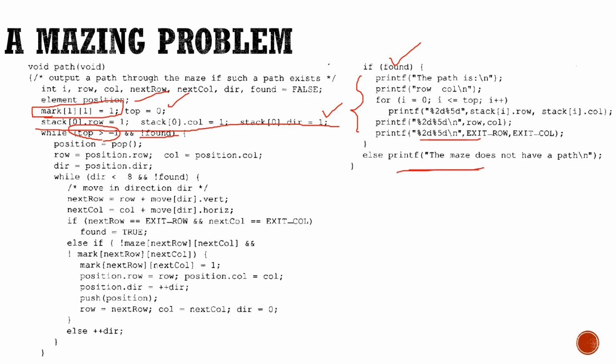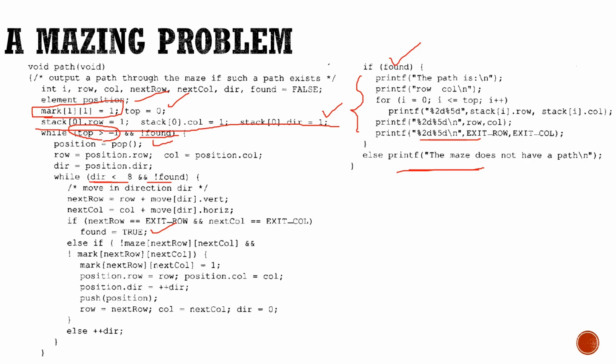Right? So now in my main path, I will take the recently saved one. I will take the row and the column value. Total 8 directions are there. So while direction is less than 8 and not found, I will try to get the next row and the next column. And I will check whether it is the exit row and the exit column. If found, then I will put the message true. If I have not found, then I will check whether the next row, next column value is 0. The complement of 0 is 1. If I find 1, it means the next option is possible.